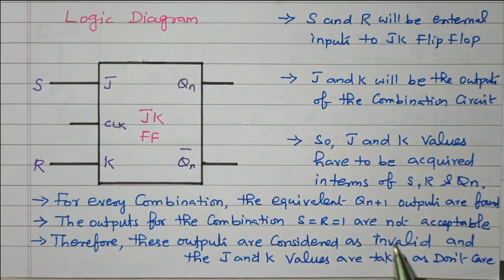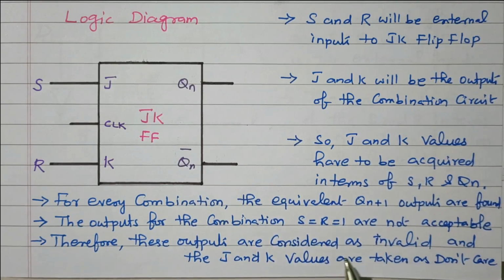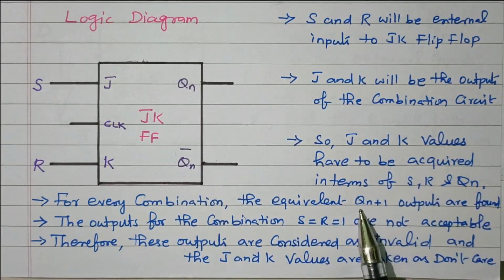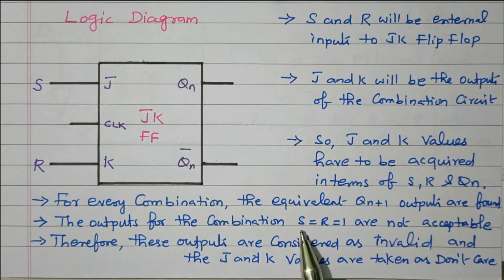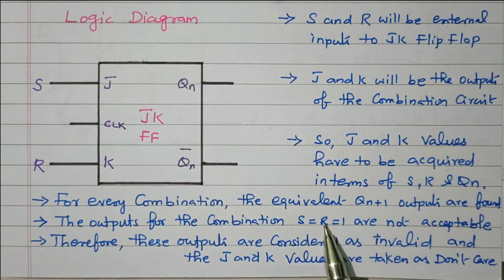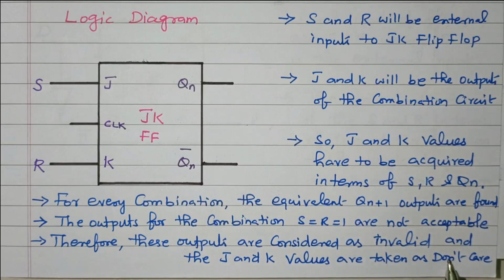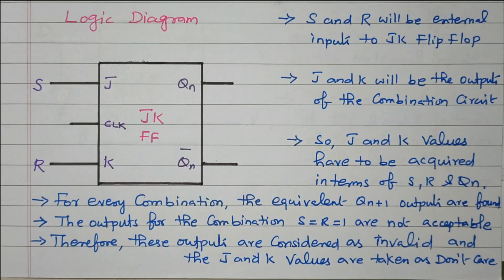Therefore, these outputs are considered invalid and the J and K values are taken as don't care conditions. Right? So what is this? This J and K is expressed in terms of SR. For every next stage of the flip-flop, Qn plus 1, we calculated from the truth table. If S equal to R equal to 1, it means invalid, right? Indeterminate in SR flip-flop. That is eliminated in JK flip-flop. So this is not acceptable, that is invalid, and it is taken as a don't care condition, X. Based on that, we found the truth table and we calculated the logical expression.